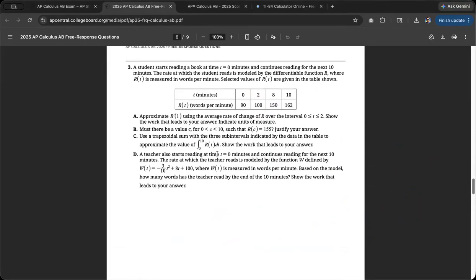The teacher starts reading at time equals 0 minutes and continues reading for the next 10 minutes. The rate at which the teacher reads is modeled by the function W, defined by this function, where W of t is measured in words per minute. Based on the model, how many words has the teacher read by the end of the 10 minutes? Show the work that leads to your answer. Okay.